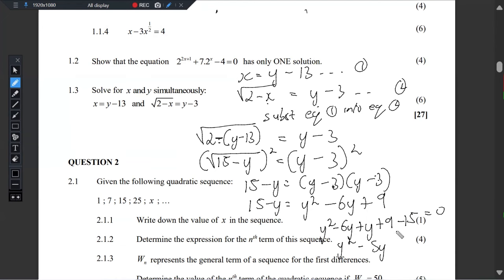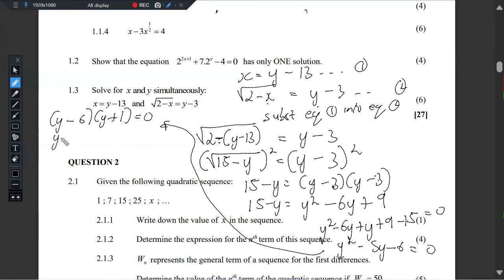Then what is 9 minus 15? What's the maths there? 9 minus 15. It's minus 6, right? So that's minus 6 is equals to 0. Right, so we can still factorize this. When we factorize, it will just become y minus 6, and then y plus 1 is equals to 0. So y can either be equal to 6 or y can be negative 1, right?